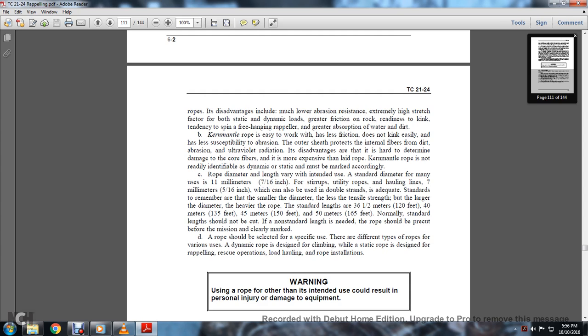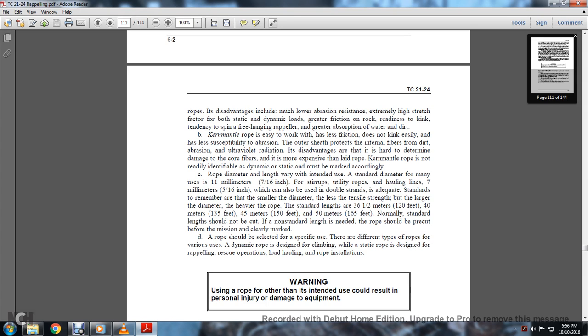The standard lengths are 36.5 meters or 120 feet, 40 meters or 135 feet, 45 meters or 150 feet, or 50 meters or 165 feet. Normally, rope lengths should not be cut, and if a non-standard length is needed, the rope should be pre-cut before the mission and clearly marked. The rope should be selected for the specific use.